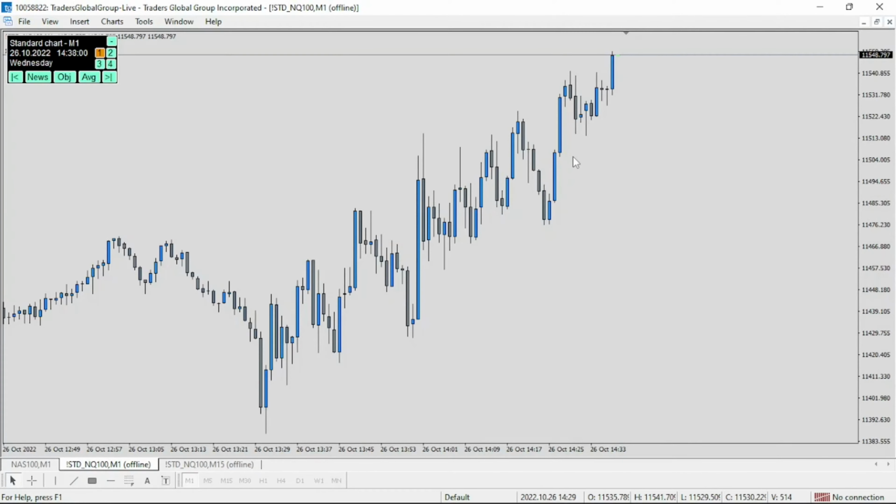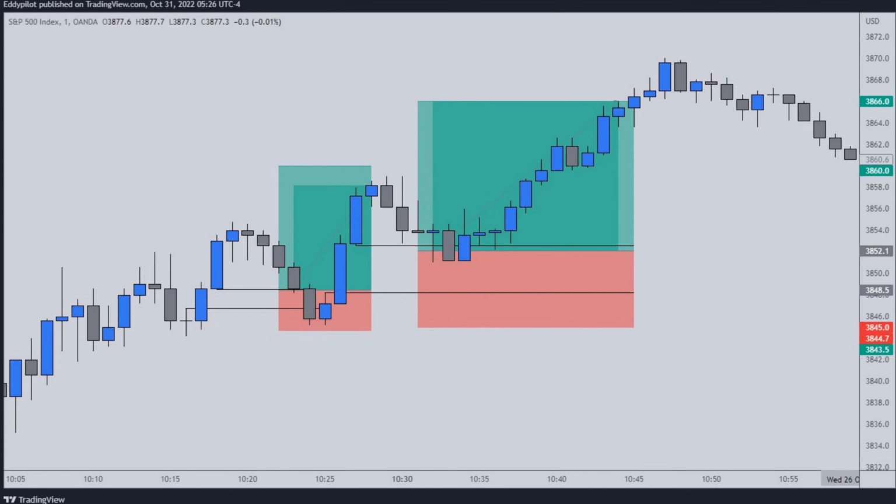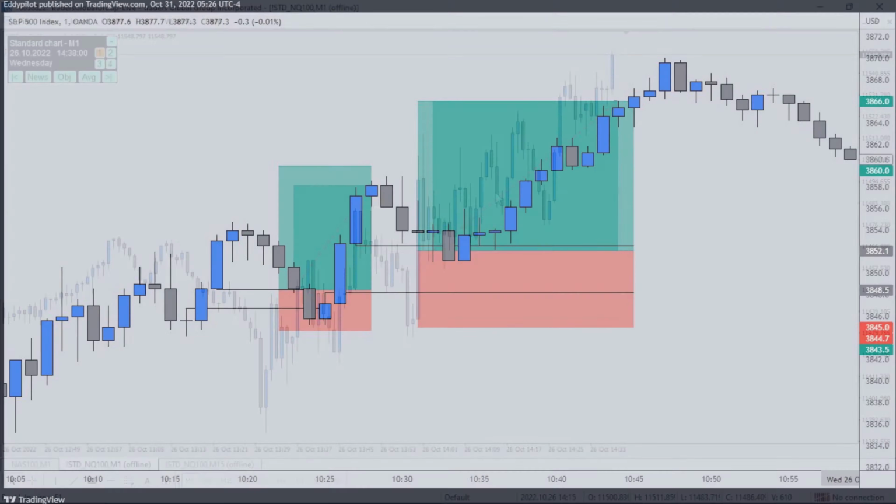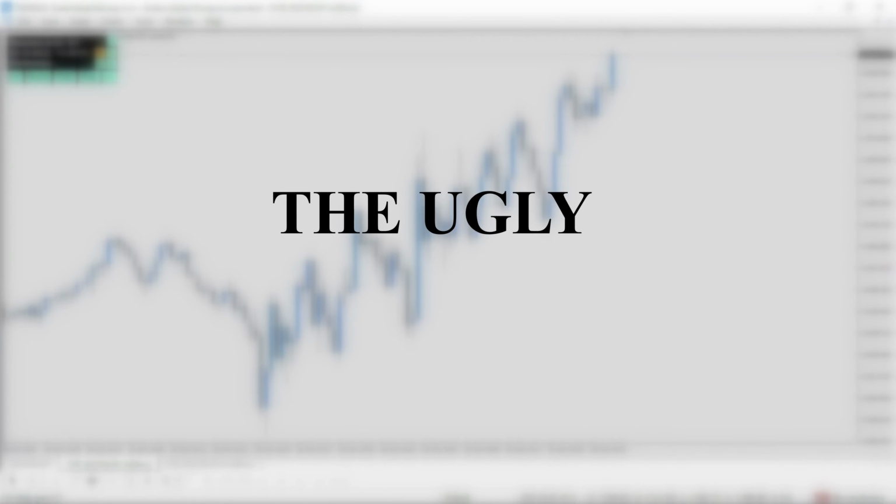So you can see there are going to be days where price is going to do this. And also I looked at S&P 500 and realized that this zone on S&P actually played out. So there are days that things are going to happen like this. Now let's move to the ugly.